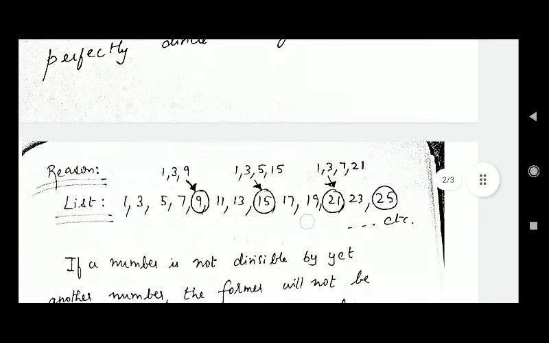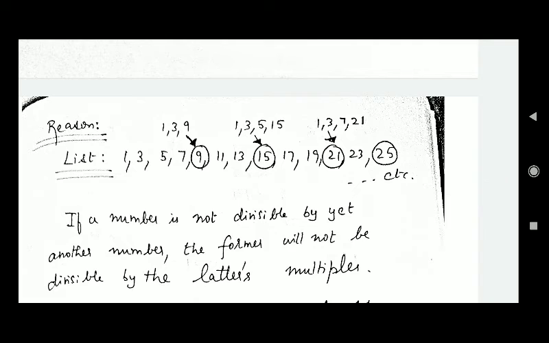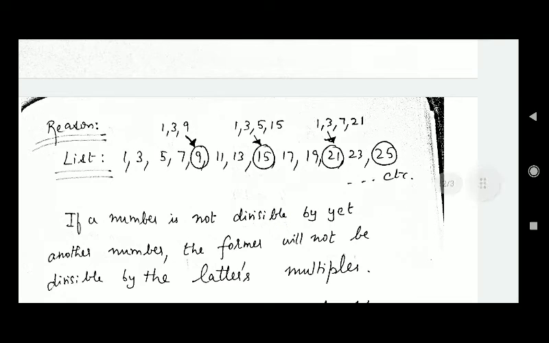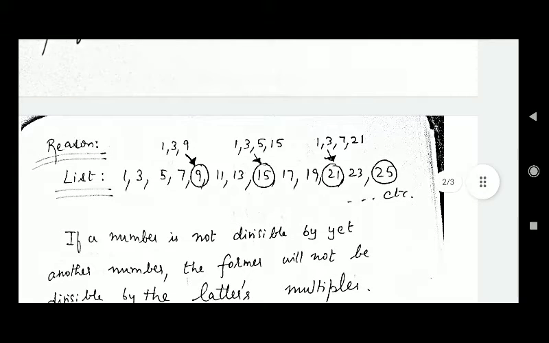The reason being that we will first make a list of all the odd numbers in ascending order: 1, 3, 5, 7, 9. Here I have encircled the odd composite numbers, namely 9, 15, 21, 25, etc. When a particular number is not divisible by 3, for example, 3 being one of the factors of 9, it is definitely not going to be divisible by 9.